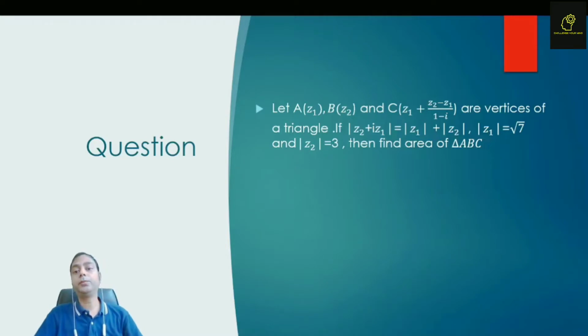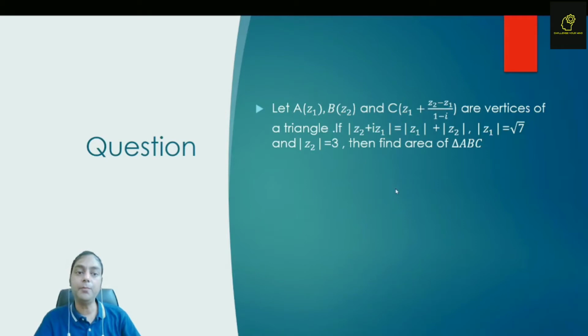Hello students, in this video I am going to discuss a question from the topic complex numbers. The question is: let A(z1), B(z2) and C(z1 + (z2 - z1)/(1 - i)) be vertices of a triangle. If modulus of (z2 + i z1) is equal to modulus of z1 plus modulus of z2, and modulus of z1 is root 7 and modulus of z2 is 3, what we need to find is the area of triangle ABC.